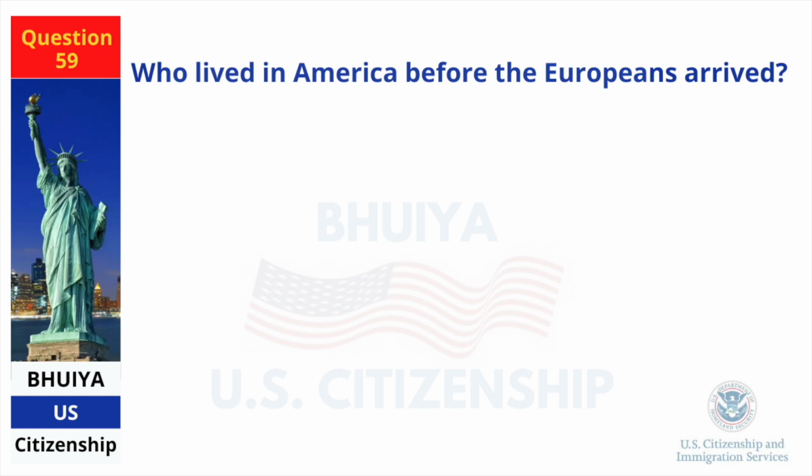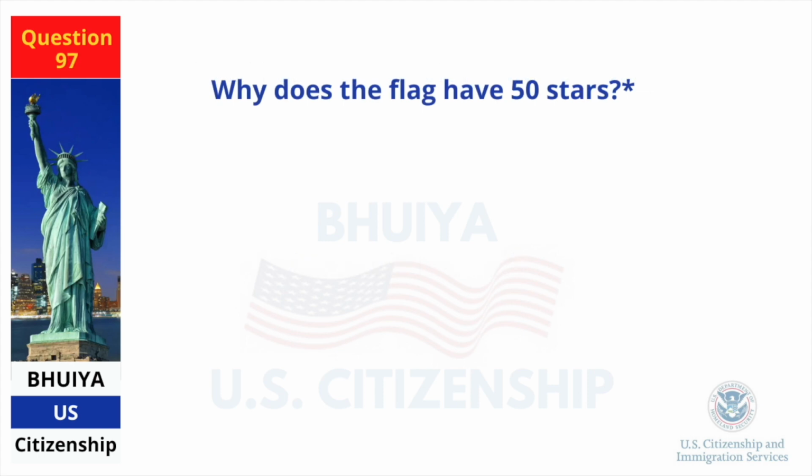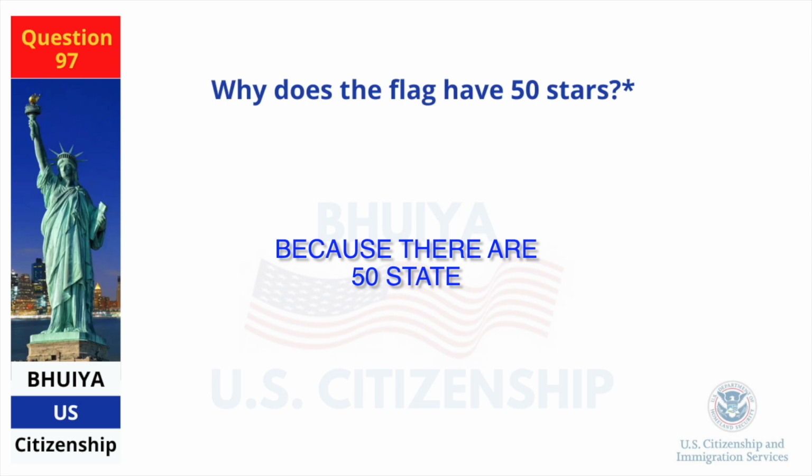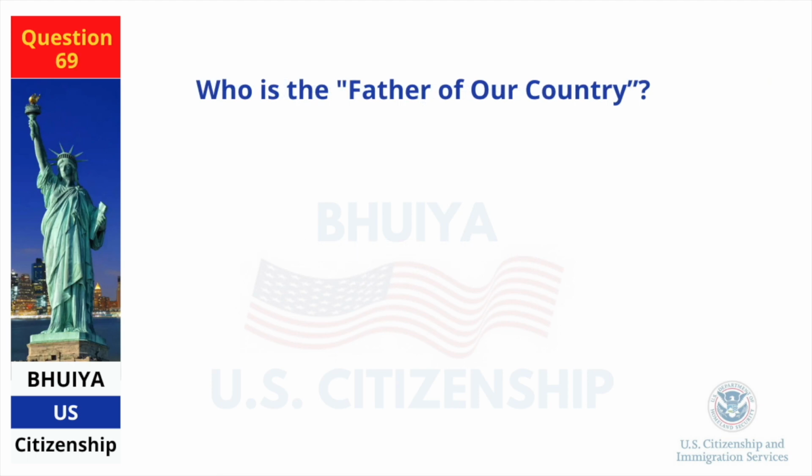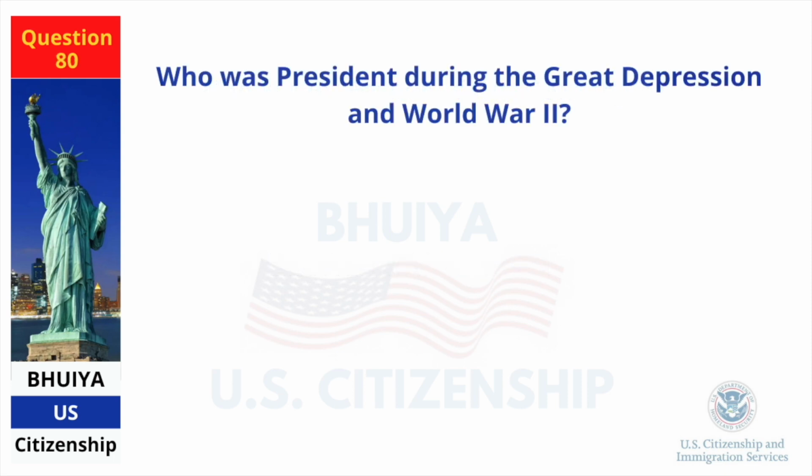Who lived in America before the Europeans arrived? American Indians. Why does the flag have 50 stars? Because there are 50 states. Who is the father of our country? George Washington. Who was president during the Great Depression and World War II? Franklin Roosevelt.